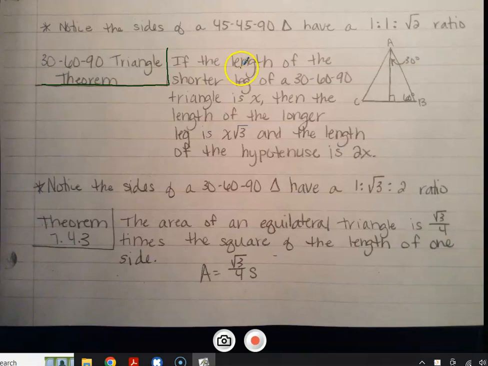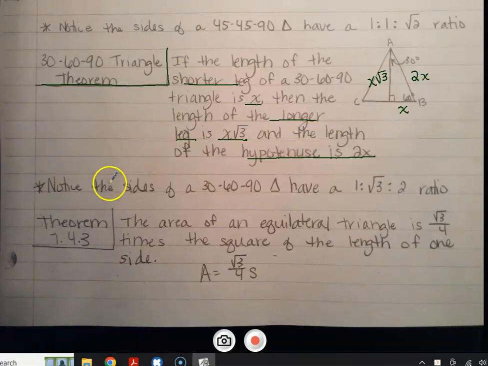So if the length of the shorter leg of a 30, 60, 90 triangle is x, so here's my shorter leg. It's opposite of my smallest angle. So if this one is x, then the length of the longer leg is x times the square root of 3. So here's my longer leg. It's opposite of my 60-degree angle. So its length is x times the square root of 3. And the length of the hypotenuse is 2x. So the hypotenuse is opposite of my 90-degree angle. So this one is equal to 2x.